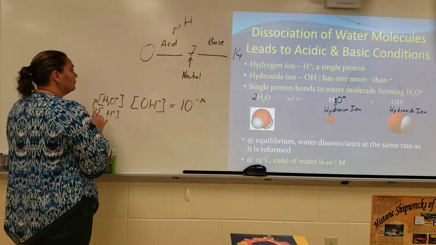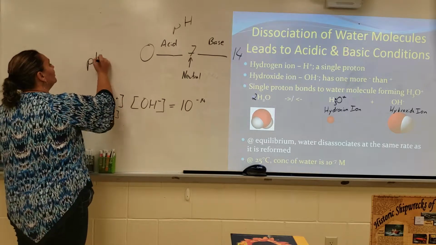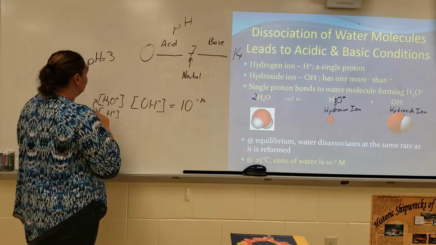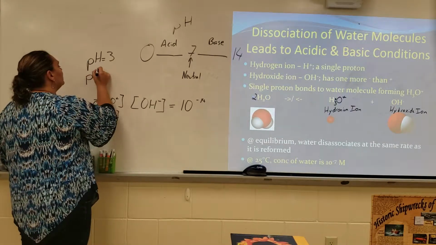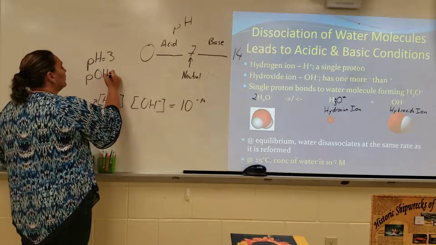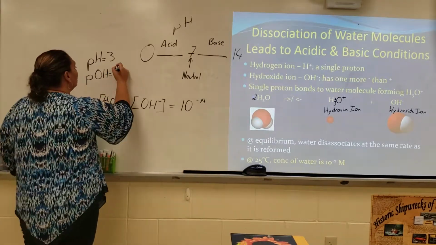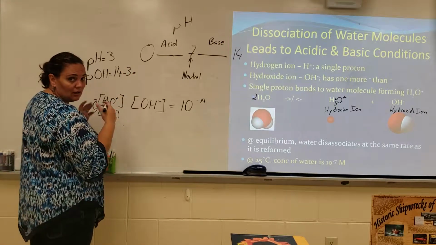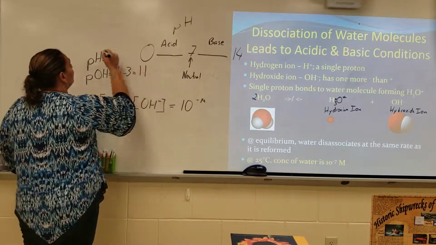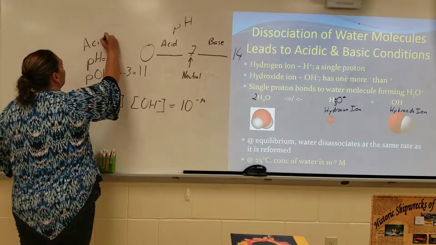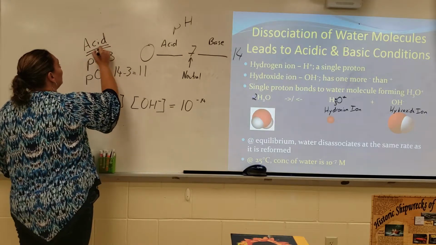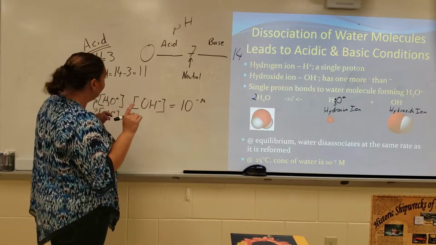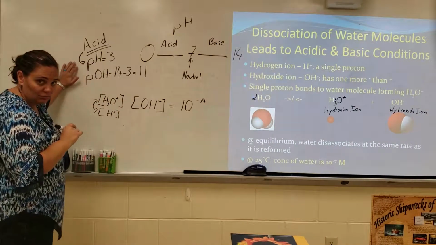So, if my pH equals 3, my pOH is going to be 14 minus 3, which is 11. Now this is still an acid because it's all based off of your pH. Okay? It's all based off of your pH.